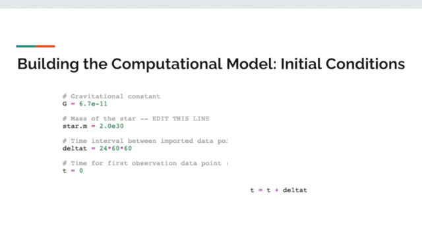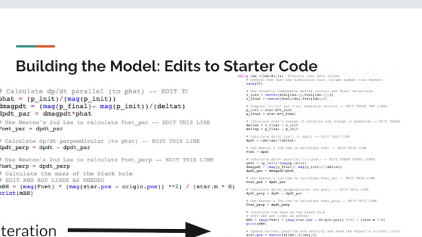To build a computational model, these are the initial conditions for part 1. So we have the gravitational constant, the mass of the star, the time interval, and the time for the first observation data point. To build a model, I had to calculate dp/dt parallel and perpendicular, and edit other parts of the starter code to ensure I created the appropriate model. I'll also apply Newton's second law to compute the initial and final momentum vectors, and then also use Newton's second law to calculate F net perpendicular and F net parallel. And finally, I needed to calculate the mass of the black hole using all the data we had gathered, and that's on the left.